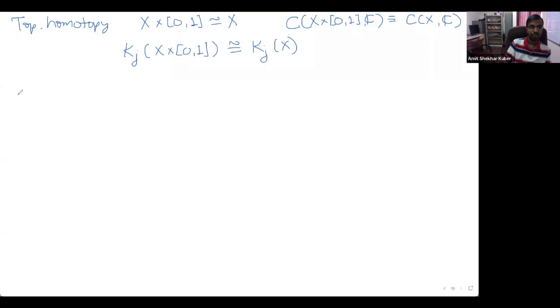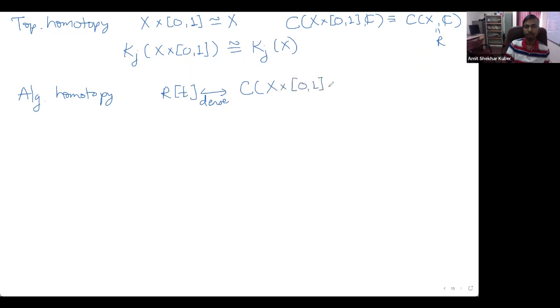Now, for the corresponding algebraic homotopy, let me call the ring of continuous functions on X, R. If I take the ring of polynomials over it, then this is dense inside the ring of continuous functions on the cylinder, via simply this specialization map: T specializes to some element in the interval 0, 1. This is a consequence of Stone-Weierstrass.